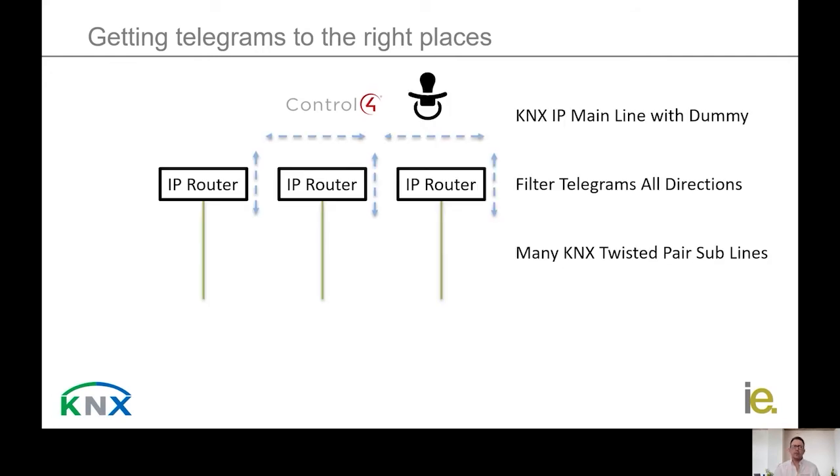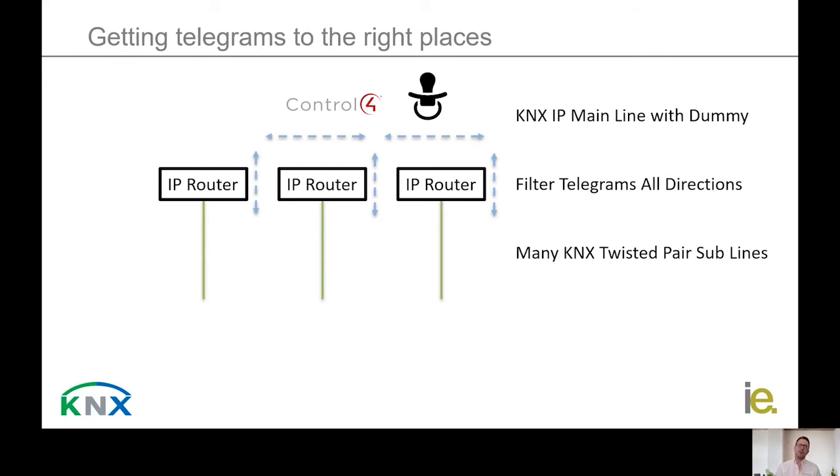The alternative is where we have several twisted pair lines. So here we've got three that you could have, tens or potentially even up to a couple of hundred sublines. In this scenario, we don't want all of the traffic that is going on in the IP mainline or the IP backbone being routed to all of the twisted pair lines, because then things would get overloaded on the twisted pair side.